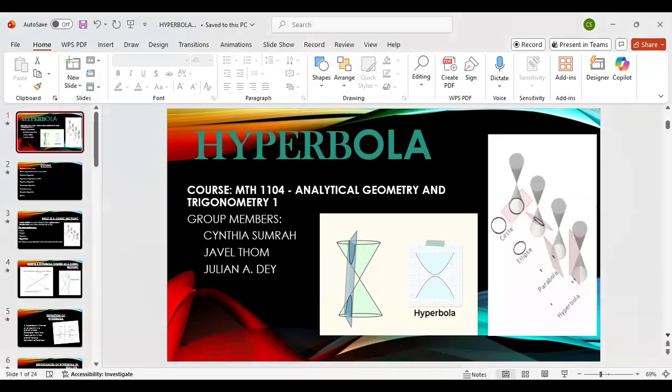Our group is tasked with doing the topic hyperbola, and the names of my group members are Cynthia Sommer, which is myself, Javel Tom, and Julian AD.